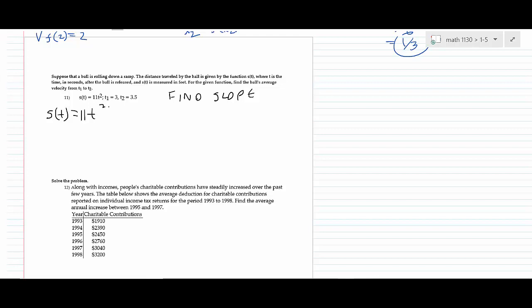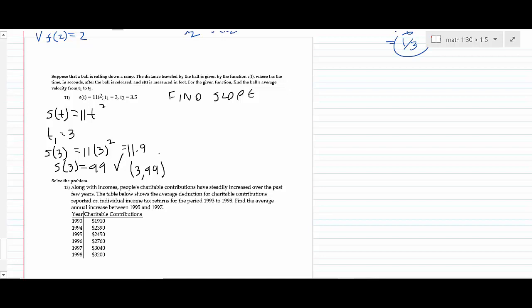And what you're doing on this is you actually have two times. So if the first time is 3, you're going to get a point. So you need to go ahead and find S of 3. That's going to be 11 times 3 to the second, so that's 11 times 9. So S of 3 is equal to 99. What that means is that when t is 3, the position is 99. So that's half of the problem, just making sure you got your first point.